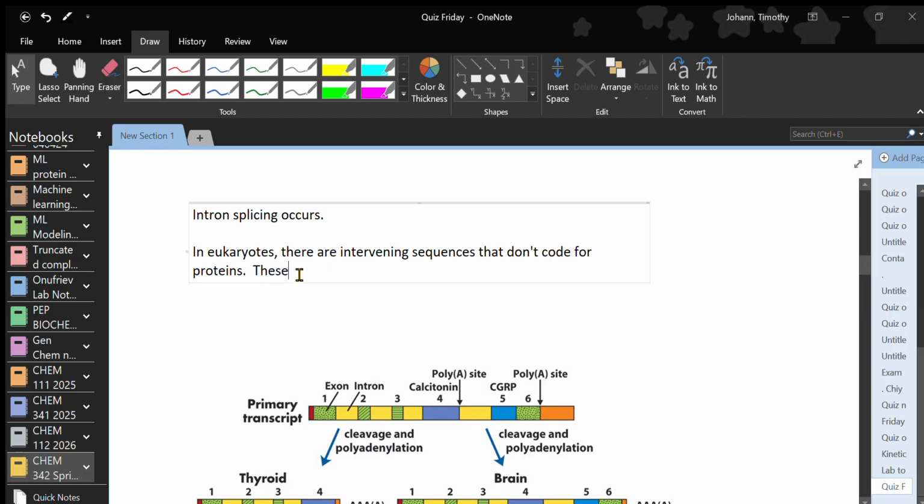All right, so, but eukaryotes have these intervening sequences that don't code for proteins. These sequences are spliced out, and the coding regions are spliced together.